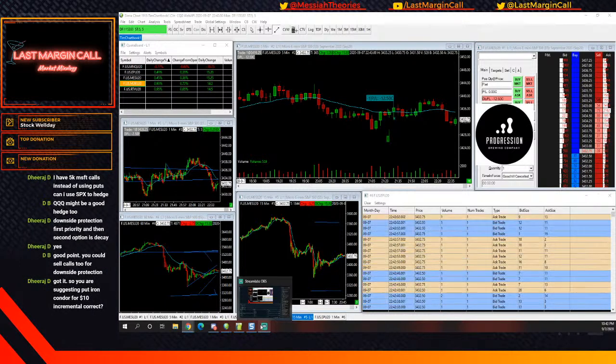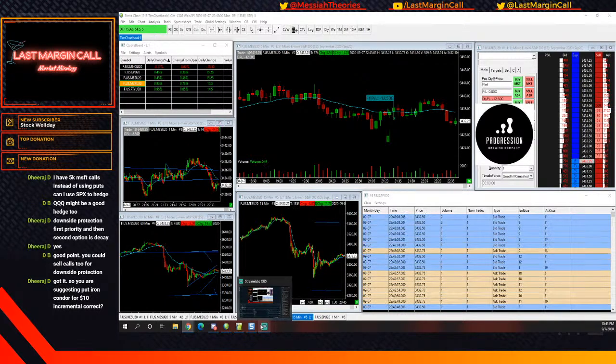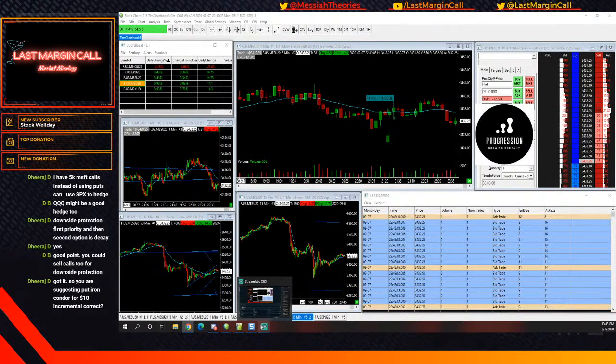No, not a put iron condor, a put condor. An iron condor means you're taking both sides. With the put condor, you're just going to be strictly playing puts. So that means you're going to be buying one, selling another, then buying another one. So basically the thinking is creating an iron condor within just puts itself.